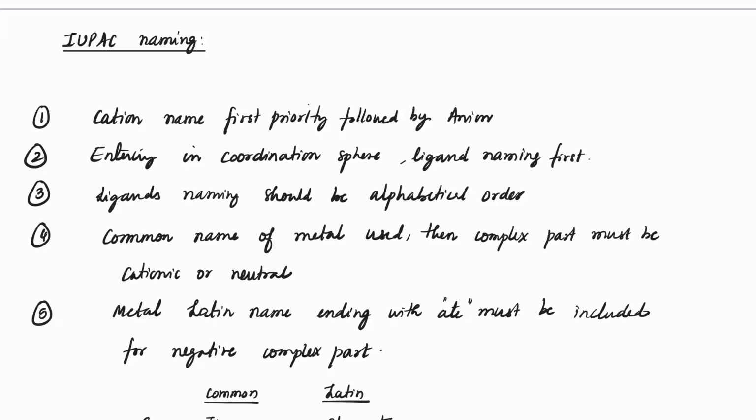After the first session, which is mostly about the introduction of coordination compounds, now let's go through identifying the IUPAC names. There are basic rules that are followed in IUPAC naming. First, the cation should be written first, followed by the anion part of the complex. While entering into the coordination sphere, we always write the ligand names first, and the ligand names should always be in alphabetical order.